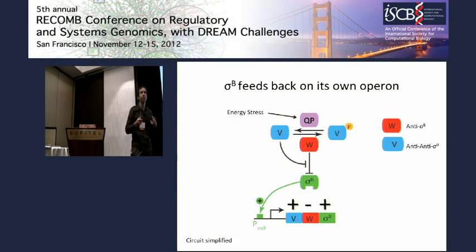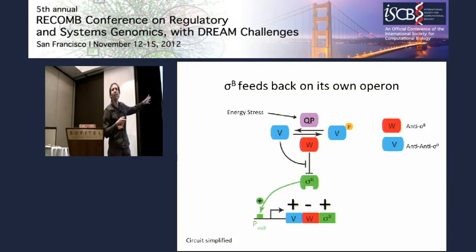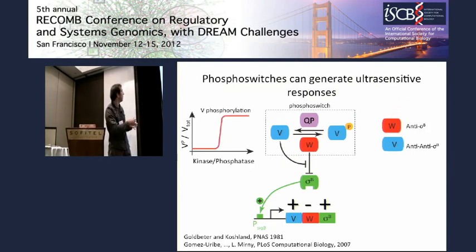So this is a mixed feedback loop that has both positive and negative effects on the system. So what's going on in this circuit? How does this thing work? Well, through a bunch of experiments, which I'm only going to show you a couple of examples here, we realized that this first module is a phosphoswitch.